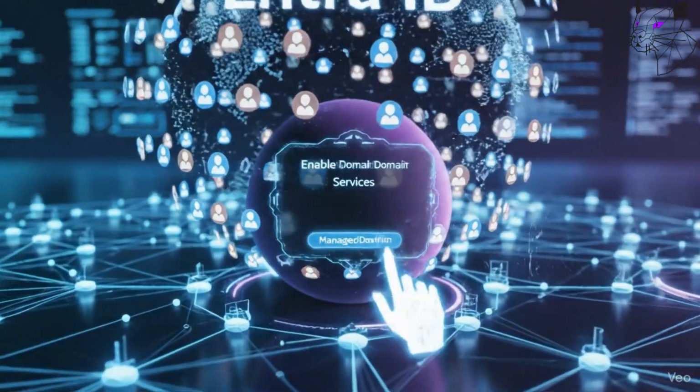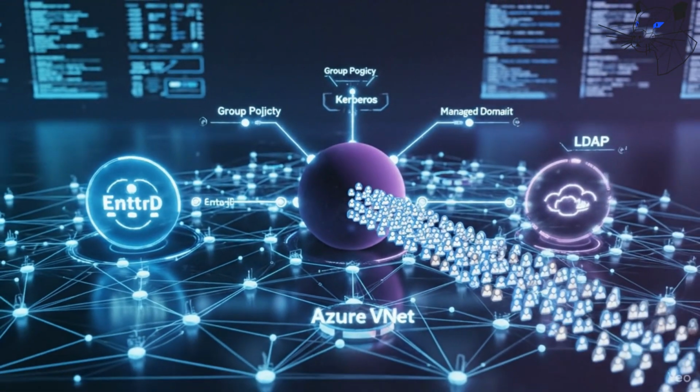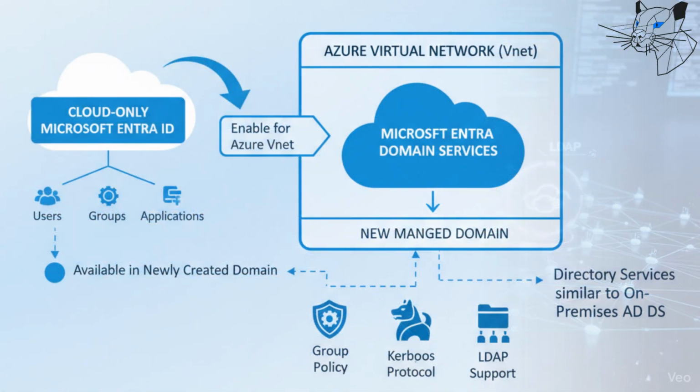Implement and configure Microsoft Entra domain services. Organizations that use cloud-only Microsoft Entra ID can enable Microsoft Entra domain services for an Azure VNet and then get a new managed domain. Users and groups in Microsoft Entra ID are available in the newly created domain, which has directory services similar to on-premises ADDS, including group policy, Kerberos protocol, and LDAP support.